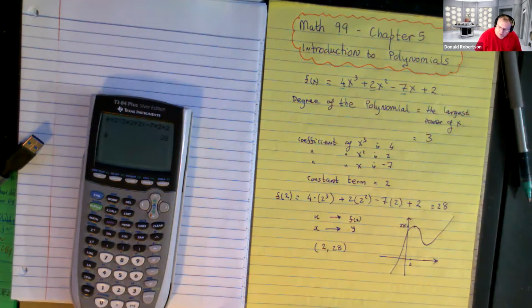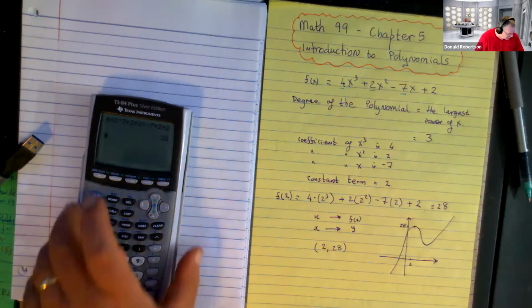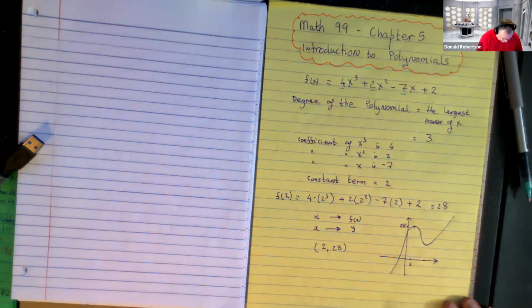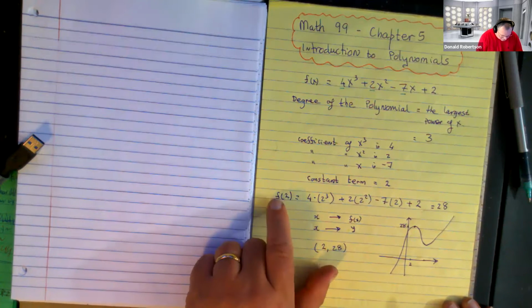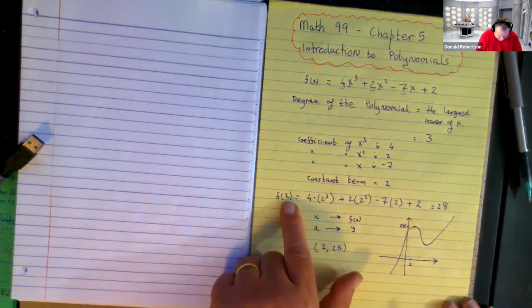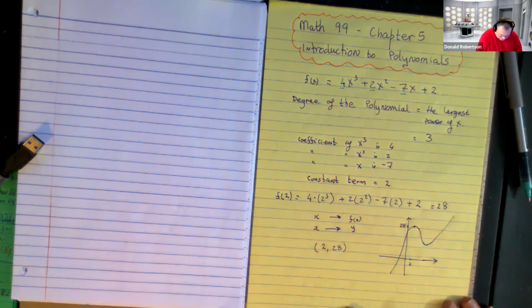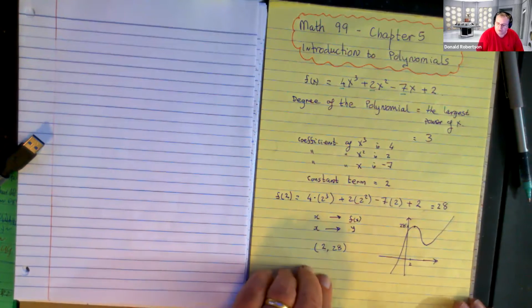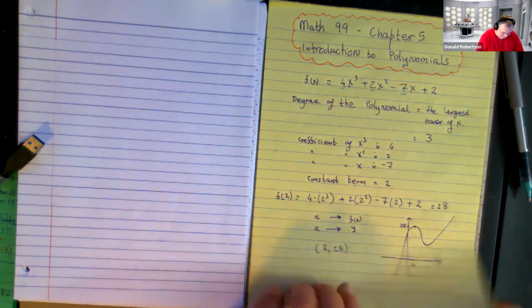Now, I wouldn't want to do that by hand. That's why we have programs like Desmos. But essentially, if you give me an x, the value of f of 2 is the y coordinate you would get. So the value of f of 2, which is 28, is also the y coordinate you would get. So when x is 2, the y coordinate would be 28.